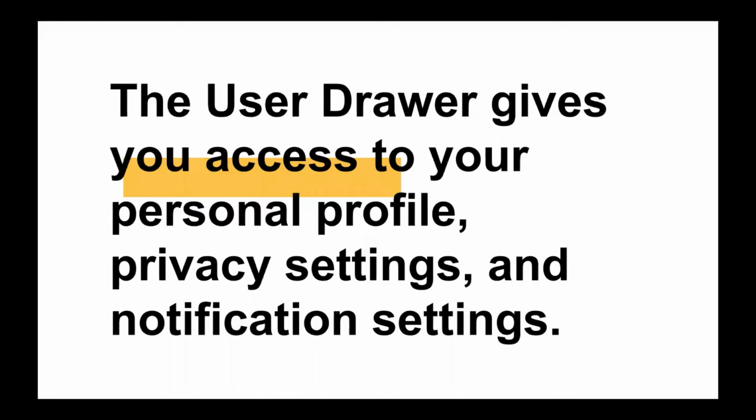And then your user drawer, that's also in your profile icon. That is where you access your personal profile information, your privacy settings, your notification settings, as well as the event pass, which is something that you use in order to sign in at events. So if you're an advisor that attends not only your own organization's events, but other events, that's something you will need as well.